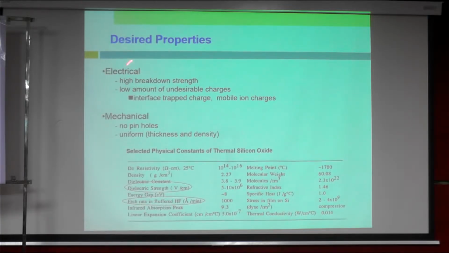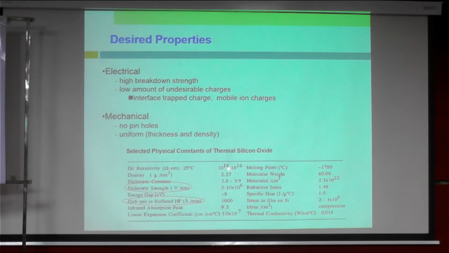So for silicon dioxide, the desired electrical property is a high breakdown strength, so it will be very good as an insulator. It also needs a low amount of undesirable charges, such as interface trap charge and mobile ion charges. As for mechanical properties, no pinholes, and uniform thickness and density. Then these are the other physical properties of silicon dioxide.